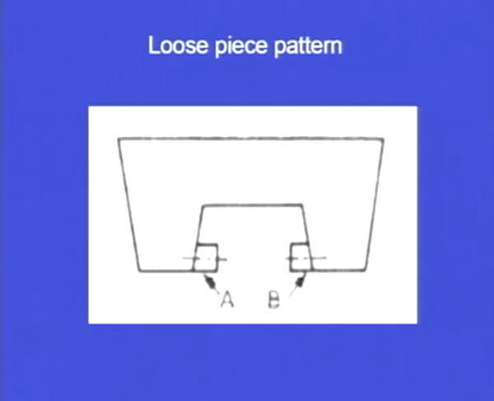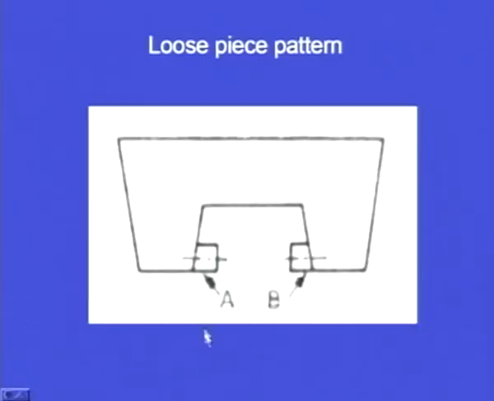Then how to make the mold for making this casting? Here there are two projections, A and B. What we do is, this A is separated, this B is also separated. Whenever required, they can be placed nearer to the main pattern. This also can be placed nearer to the main pattern.